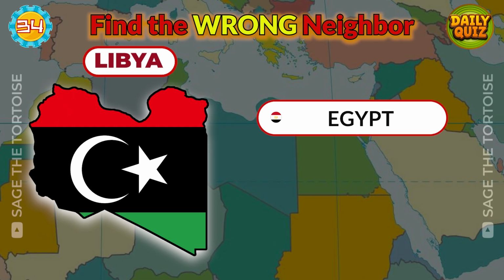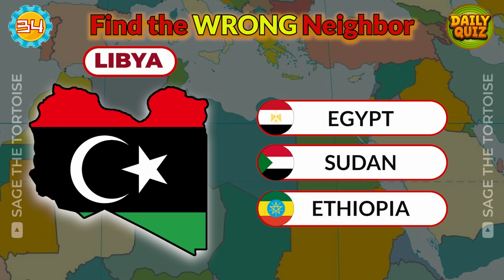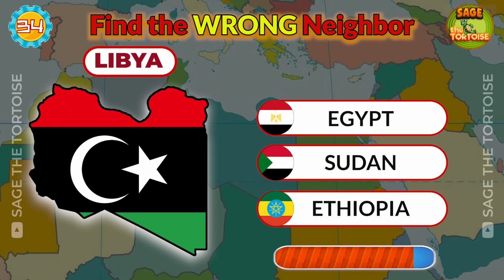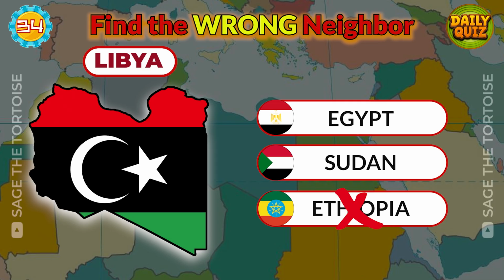Libya borders Egypt, Sudan, and Ethiopia. Which one is wrong? The answer is Ethiopia.